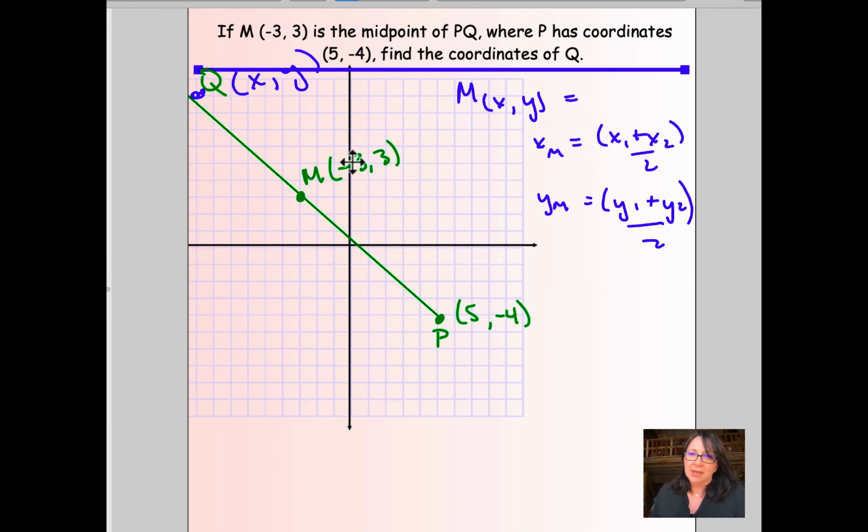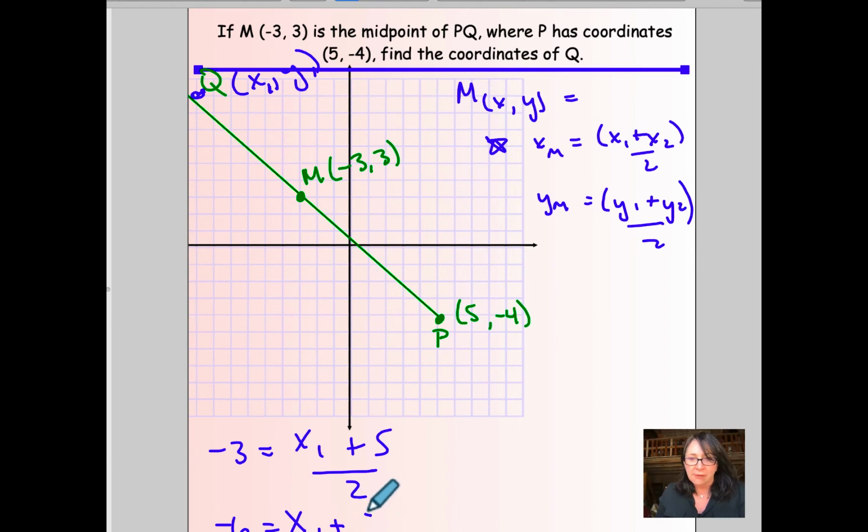So the median is negative 3. So this is to find xm. This is using this formula right here, which is the median, which is negative 3. I have that value, negative 3. So negative 3 equals the first x, which I don't have, x1 plus x2, which is 5, divided by 2. So I'm going to cross multiply, get negative 6 equals x1 plus 5.